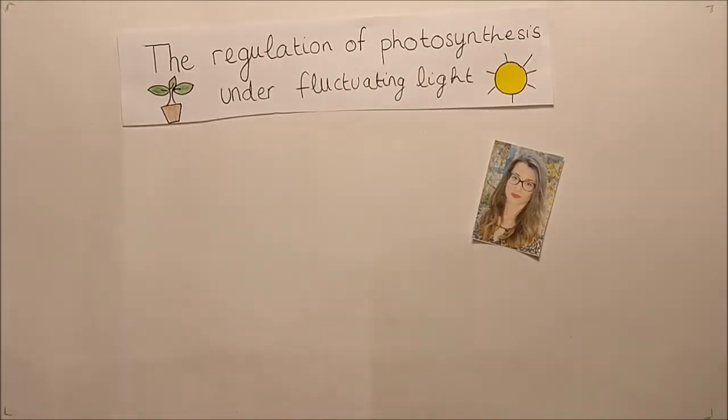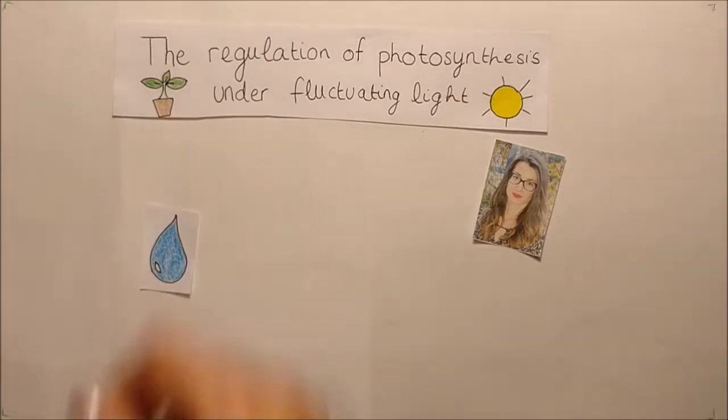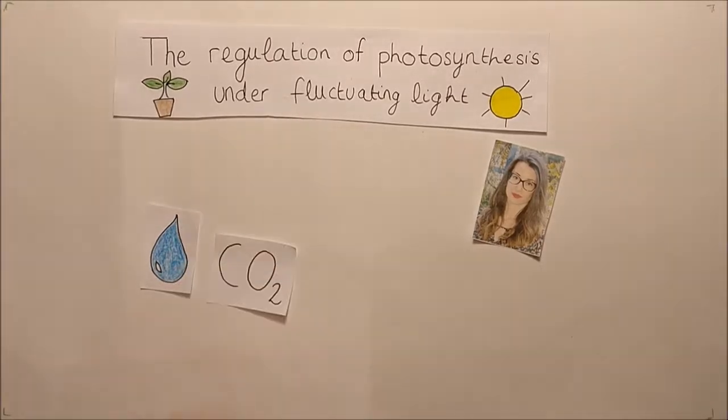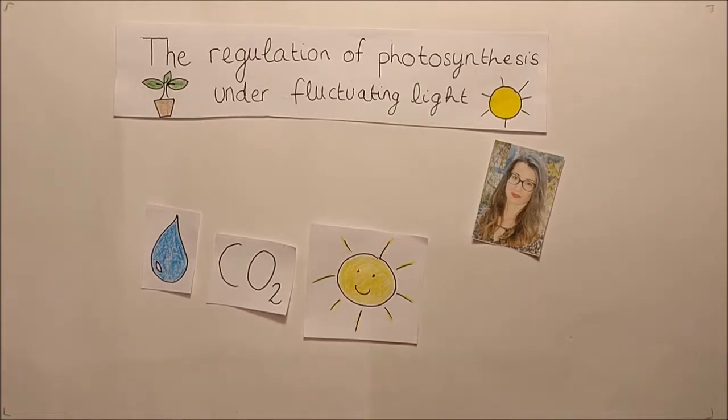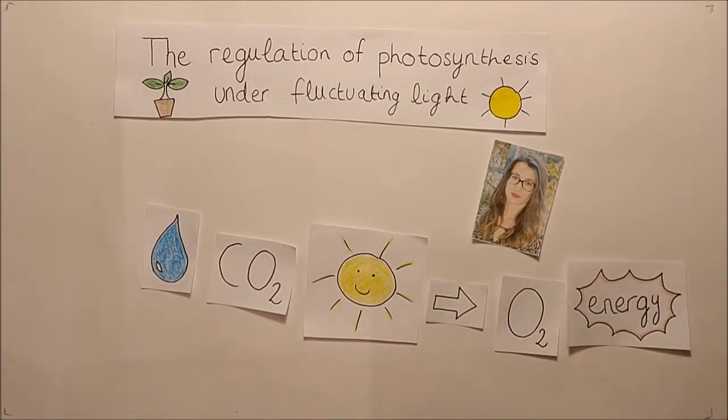Today, I'm going to tell you a story about how plants do photosynthesis under fluctuating light. You probably remember your lessons about photosynthesis. It's a process by which plants use water, carbon dioxide, and light to produce oxygen and energy.